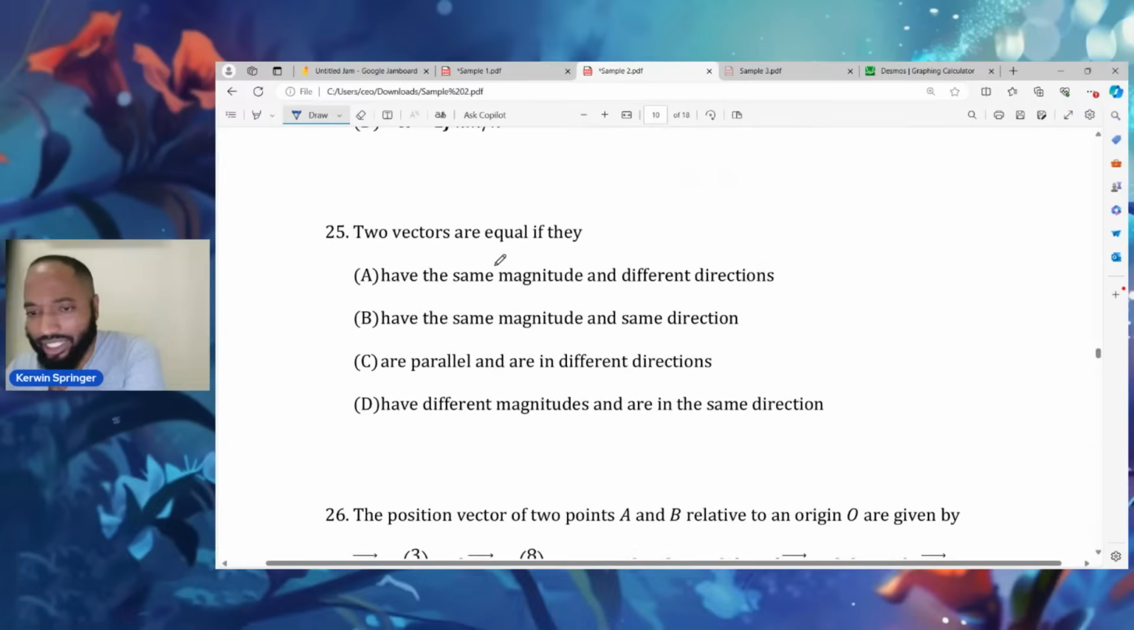Two vectors are equal if they have the same magnitude and the same direction.